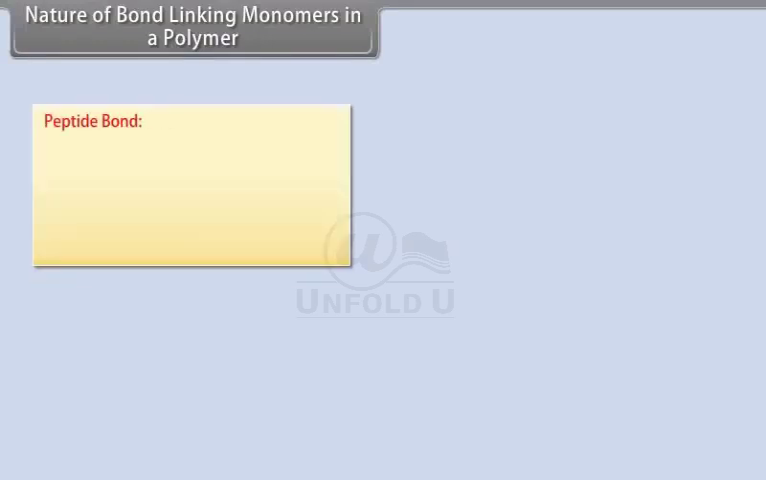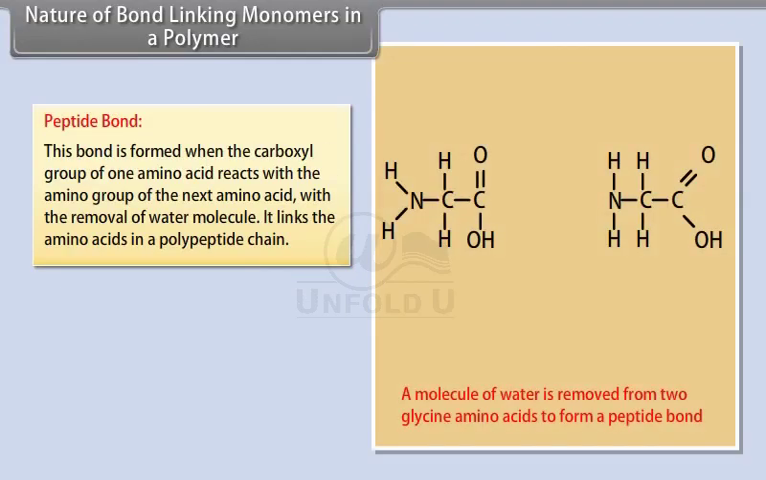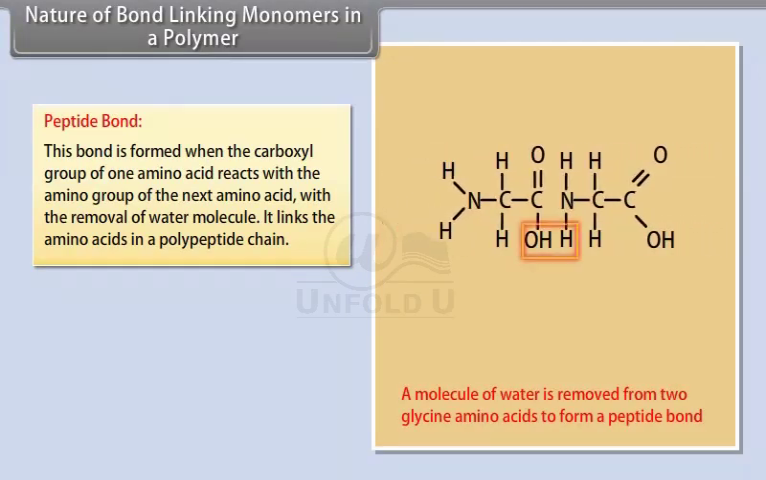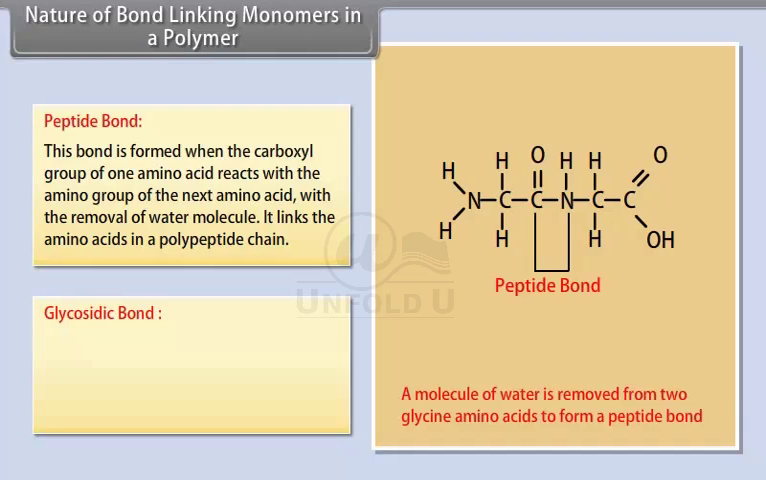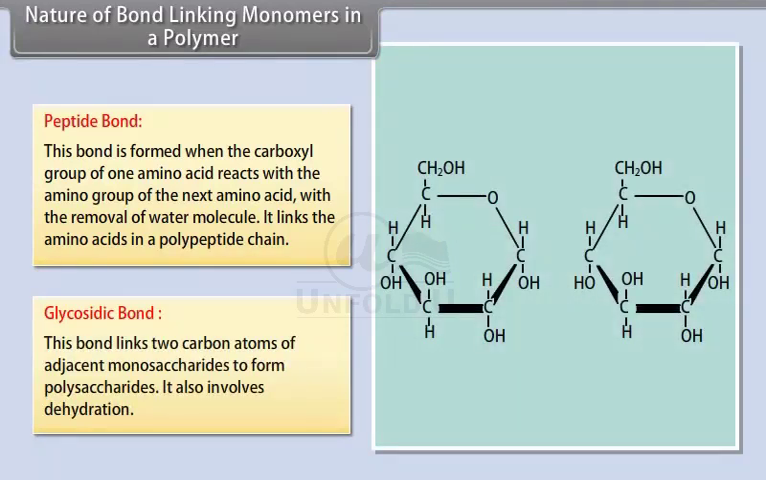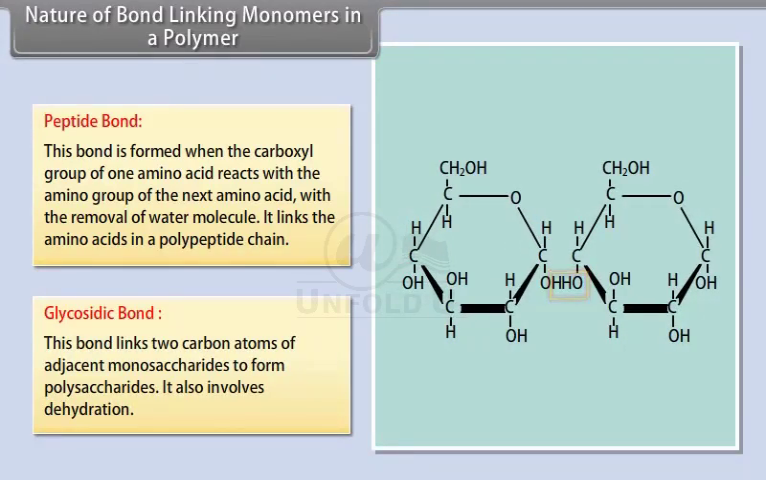Nature of bond linking monomers in a polymer. Peptide bond. This bond is formed when the carboxyl group of one amino acid reacts with the amino group of the next amino acid with the removal of a water molecule. It links the amino acids in a polypeptide chain. Glycosidic bond. This bond links two carbon atoms of adjacent monosaccharides to form polysaccharides. It also involves dehydration.